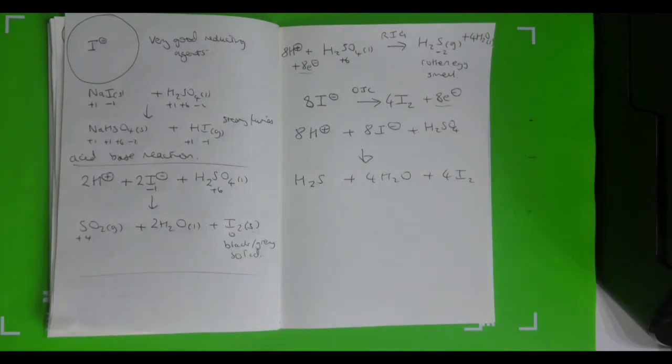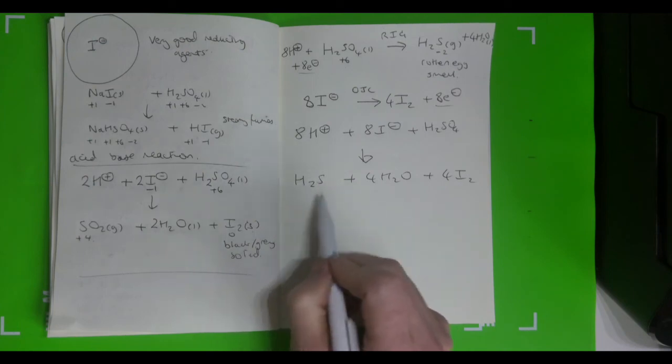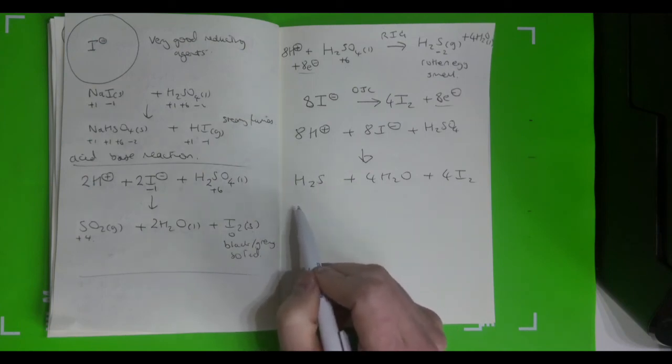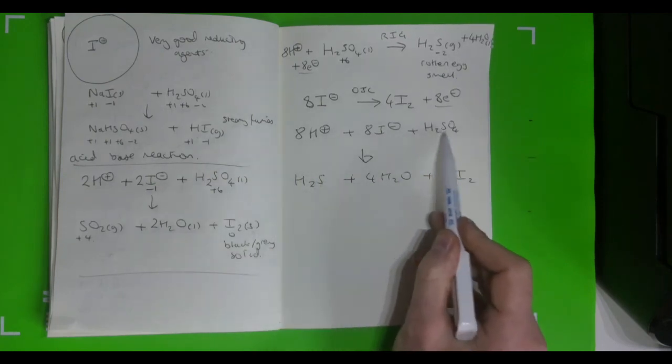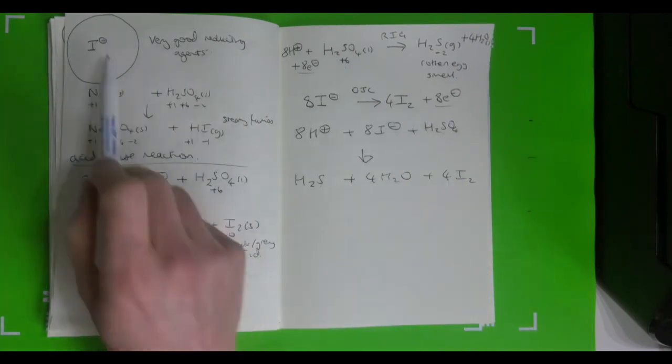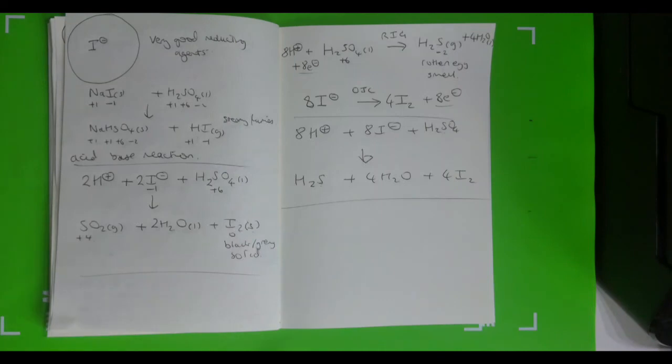And what we see is the rotten egg smell of hydrogen sulfide. Okay. So we can see there's a huge difference in oxidation state between this sulfur here and that sulfur there. And that's because this is a brilliant reducing agent. That's evidence there of further reduction. Okay.